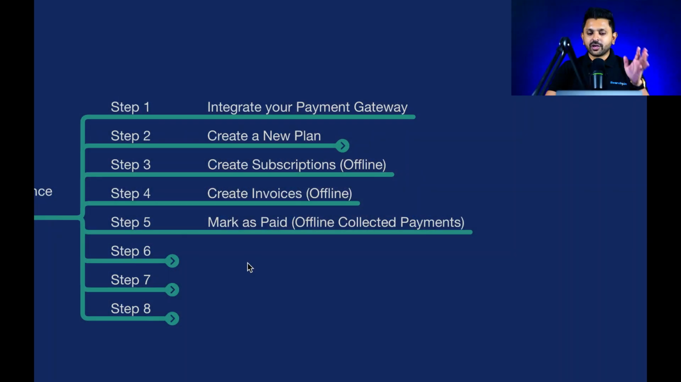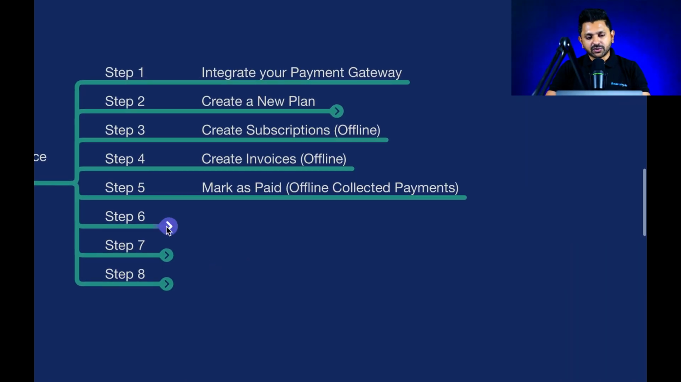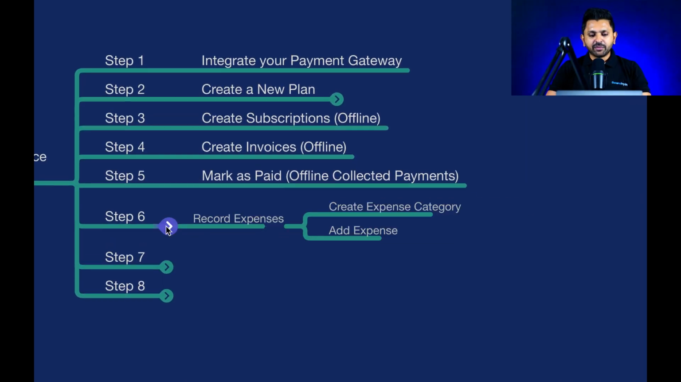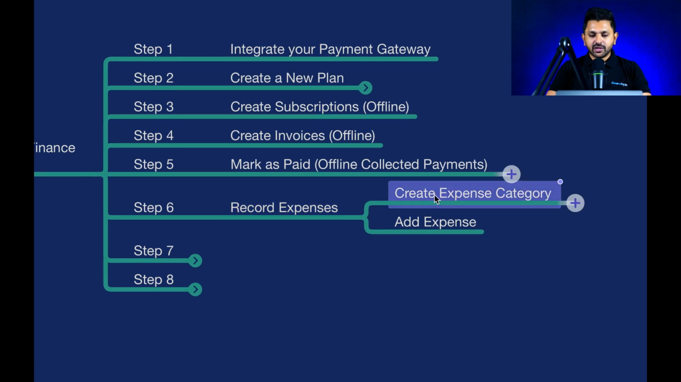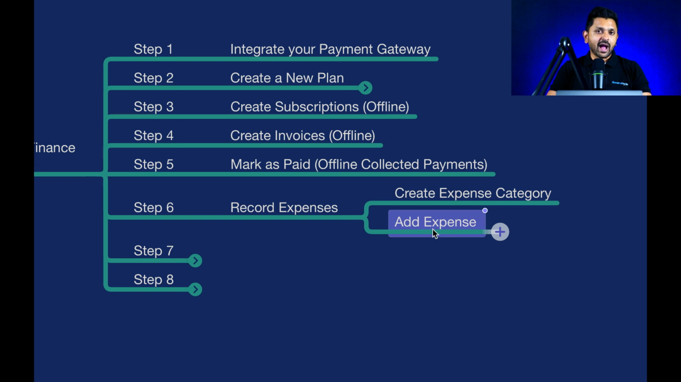And that is the option called mark as paid. Okay, you can go and explore this and make the best use of it. Now let's move to step number 6. If you see here, you can record some expenses. So you can create a category and you can add expenses.